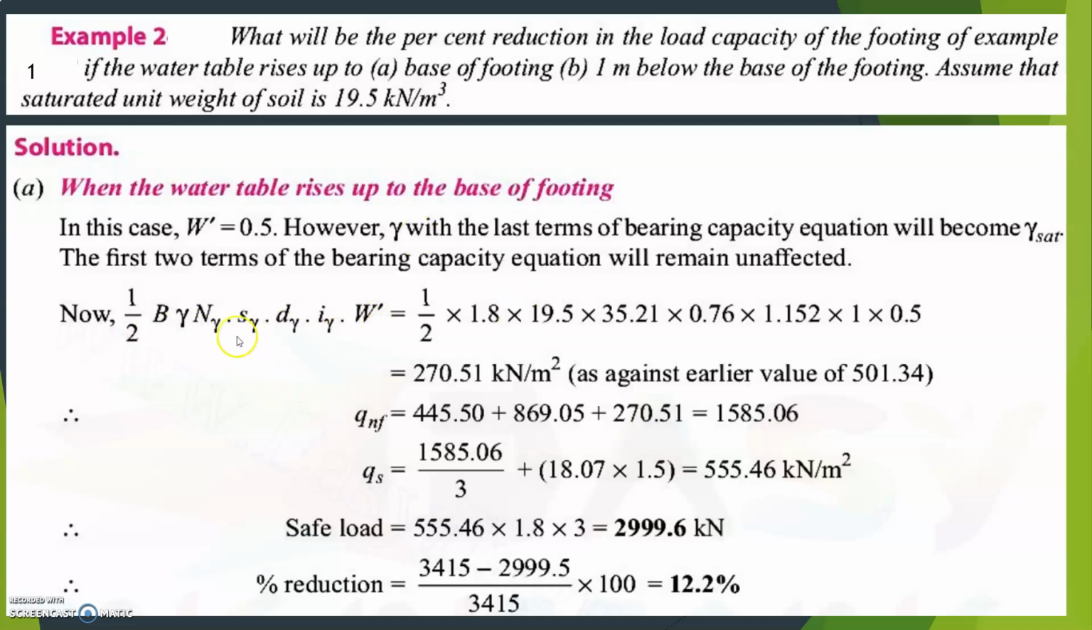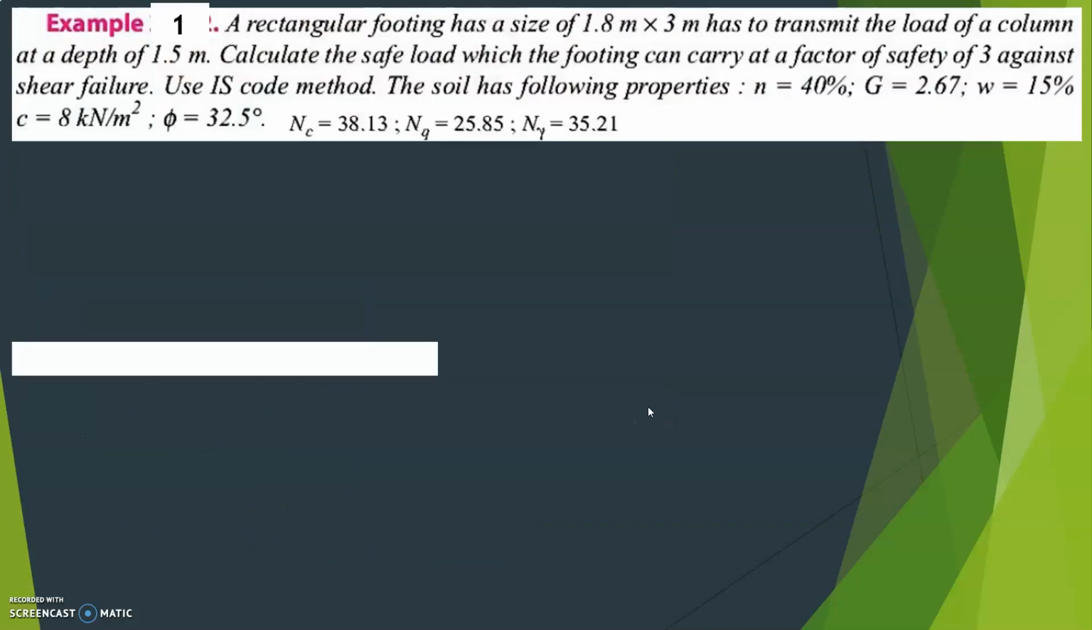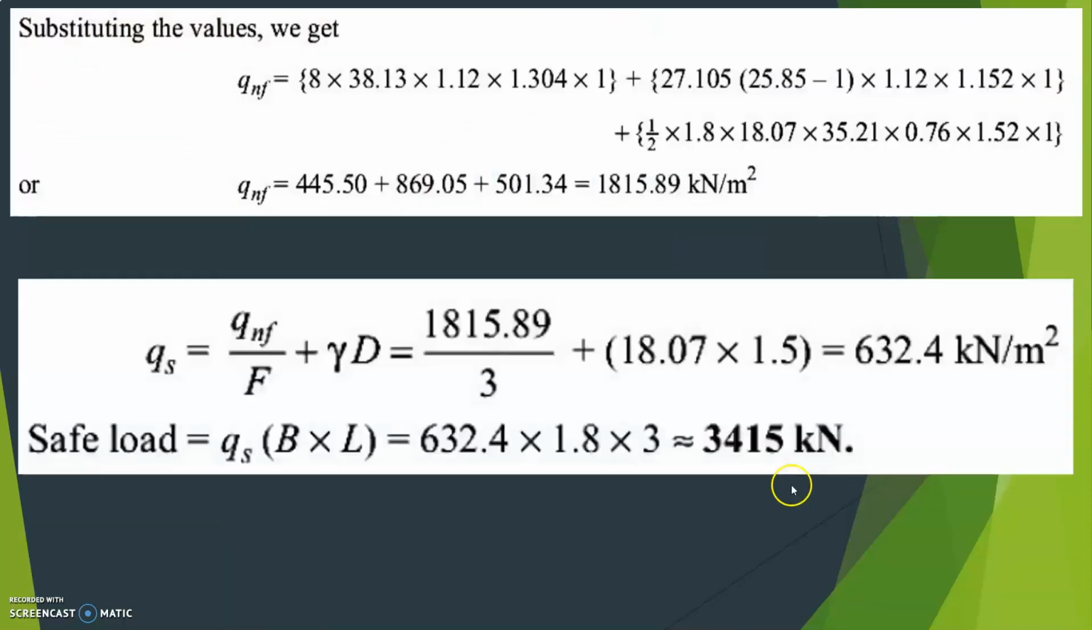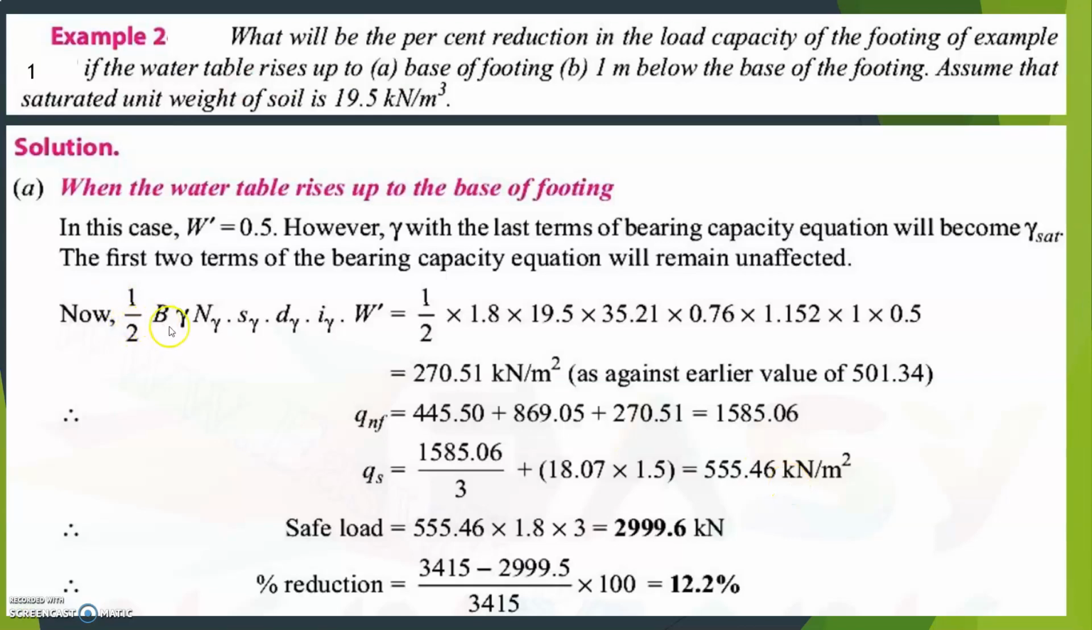So what the last term says, you understood, no? This is the formula. QNF is equal to C NC SC DC IC plus C gamma dash into NQ minus 1 SQ DQ IQ plus half of B gamma N gamma S gamma D gamma I gamma W dash. But here there is no change in any values. Only there is a change here, the gamma value and water table effect. So only this term we will calculate. How to calculate that? Half into B gamma N gamma S gamma D gamma I gamma W dash.